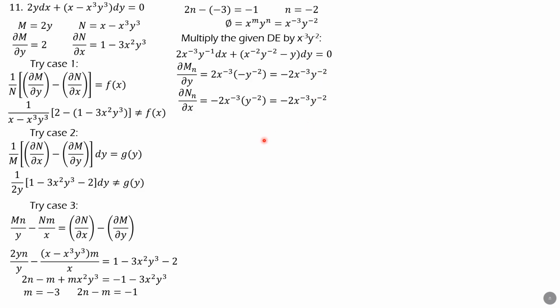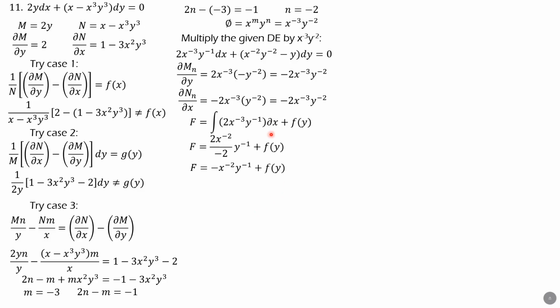So the solution would be integral of this plus f of y. So f is 2x to the negative 3, y to the negative 1 partial of x plus f of y. So the variable is x. Integral of 2x to the negative 3 is 2x to the negative 2 over negative 2, then times constant y to the negative 1 plus f of y. Simplifying that, that's negative x to the negative 2, y to the negative 1 plus f of y.